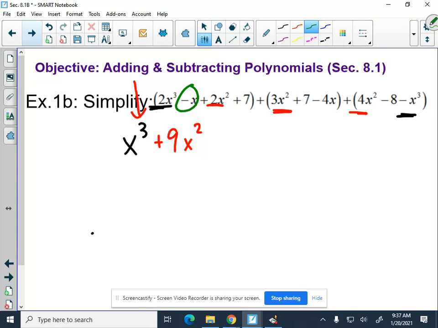Now we got -x, -4x. That's minus how many x? -1, -4 more. Negative what? 5x. Good. And then lastly, we have 7 minus 8, which is, careful, -1, because the negative is bigger.